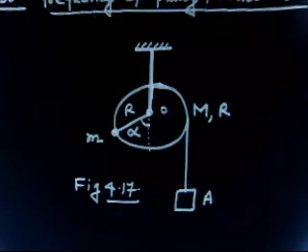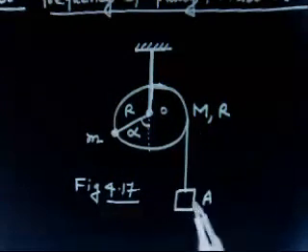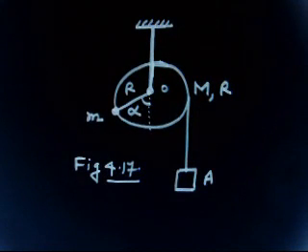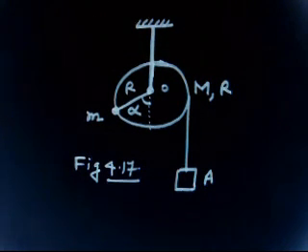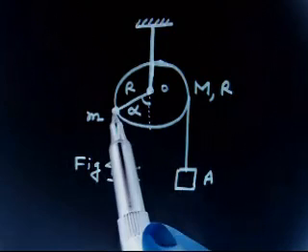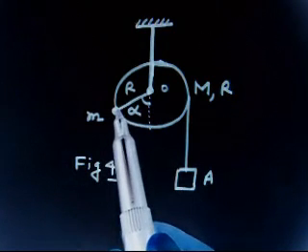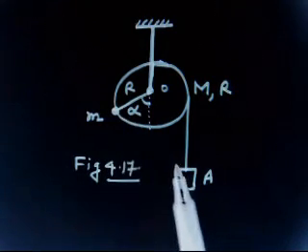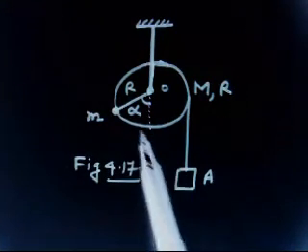The free end of the thread is tightly bound over the pulley and there is a weight A. So this thread has been tightly bound over this pulley and there is a weight A. At a certain angle alpha, it counterbalances the point mass M fixed on the rim. So there is a mass M that is fixed on the rim. Now this mass and this mass are counterbalancing each other when the angle is alpha.